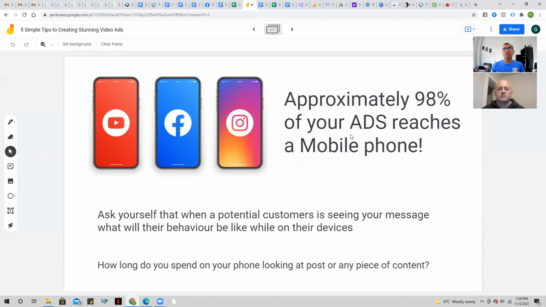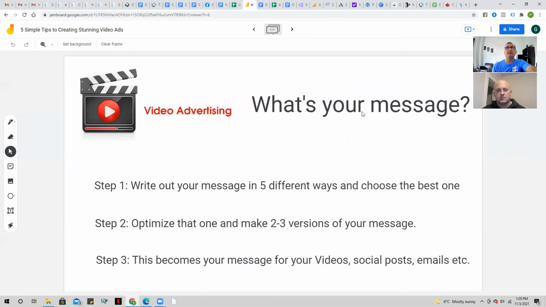So this is all from your research, your testing, and asking your clients, even finding out from them, like, where did you see our ads, right? And that's super important. And you want to look at how long they're spending on their phones by putting yourself in their shoes. Okay. And the last slide is just reiterating what you can do.